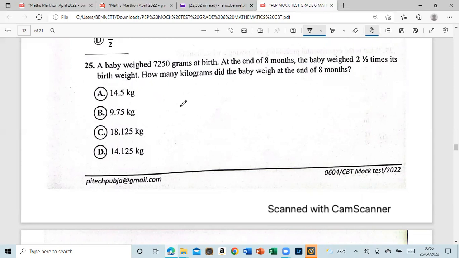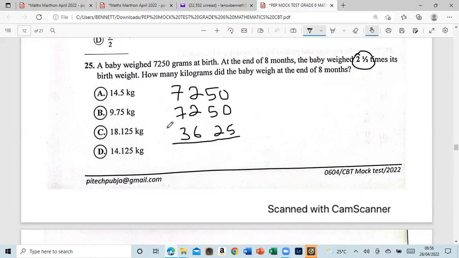All right, so it says 2.5. So what we're going to do is double it first, so 2, and then we find a half of this. So this is the original. Now we need a half of this, so we divide 7,250 by 2, and that's 3,625. So in all, this is 2.5 times. So you see that guys, we don't need to multiply. But if you guys can multiply, you can go right at it.